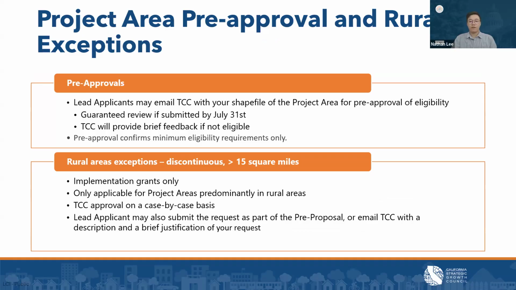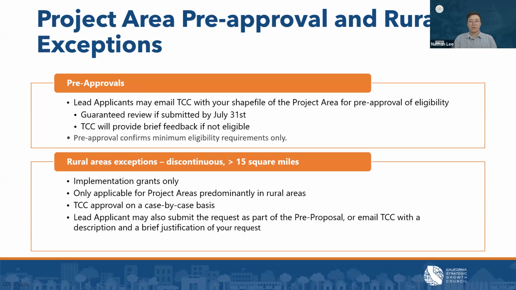TCC will guarantee a review for submissions by July 31st. If your project area is not eligible, we will provide brief feedback so you may refine your project area before submitting the application. Implementation grant applicants may also submit your project area boundary for review as part of the pre-proposal. The pre-proposal deadline was June 30th. You may still email TCC with the data until July 31st. Pre-approval of project areas only confirms minimum eligibility and is not a determination of your application's competitiveness.